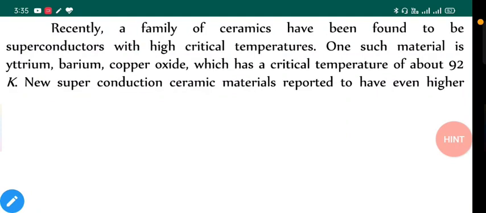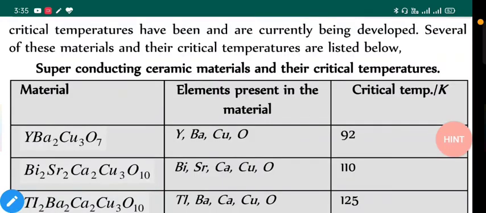Recently, a family of ceramics has been found to be superconductors with high critical temperatures. One such material is yttrium barium copper oxide, which has a critical temperature of about 92 Kelvin. Superconducting ceramic materials reported to have even higher critical temperatures have been, and are currently being, developed. Now keep in mind, higher critical temperature means we are moving towards normal temperature. Critical temperatures are very low for such compounds.